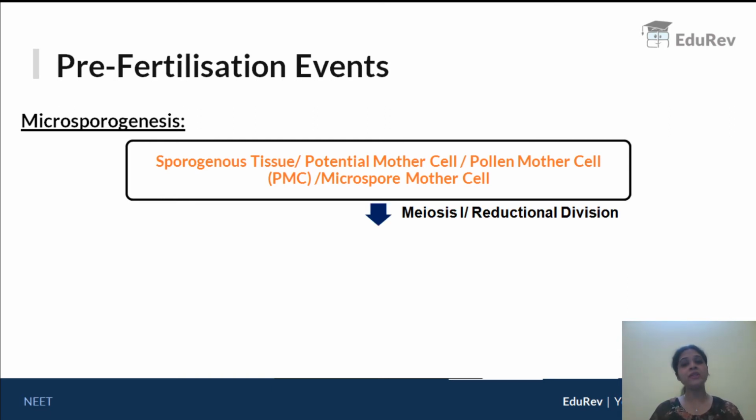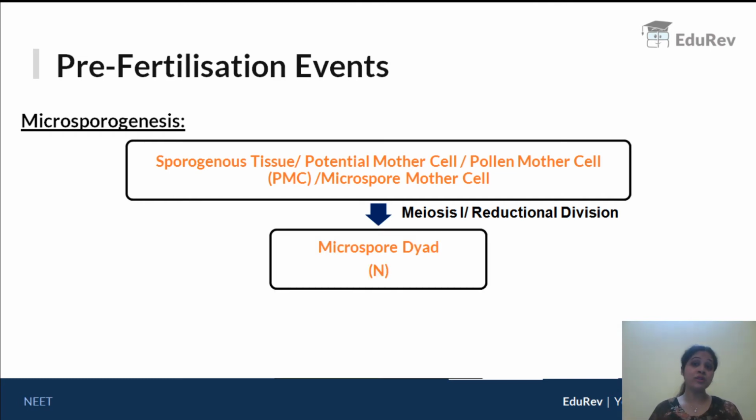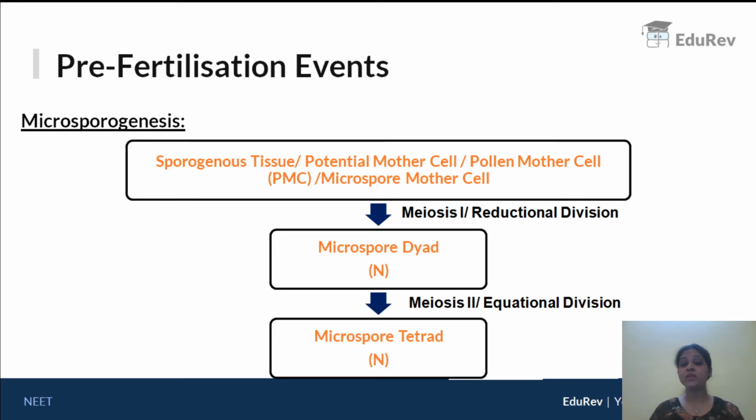So definitely this diploid cell will undergo meiosis 1, which is reductional division, to give rise to two cells. So this has to be a microspore dyad. These are going to be haploid in nature. But remember, meiosis has not been completed yet. So you need to undergo meiosis 2, which is equational division, and you will result in the microspore tetrad. So you have resulted in 4 pollen grains, all of them haploid. However, we must remember at this point that these microspores formed in the tetrad are very immature and they must undergo further development. So the next part of pre-fertilization events would deal with the development of those microspores.